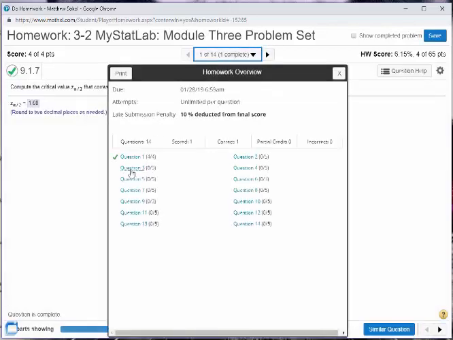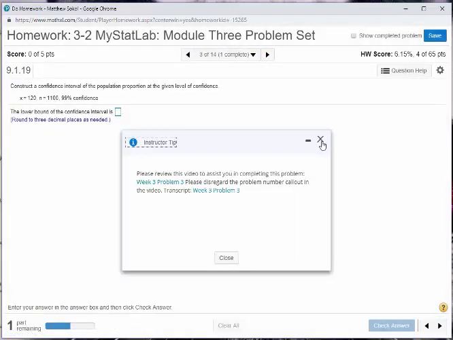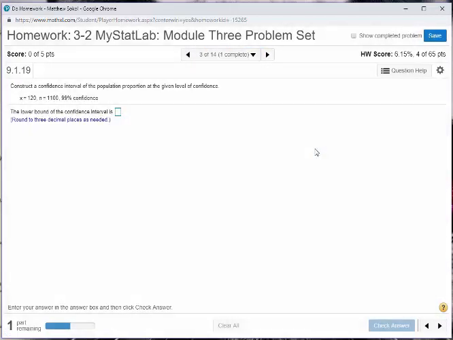Now I want to go to question number three. Question number three says construct a confidence interval for a population proportion. So right there, that's important. It tells you that it's a confidence interval for a proportion at the given level of confidence. It tells you x is equal to 120, that's the number of successes. N is equal to 1100, that's the sample size. And I want a 99% confidence level.